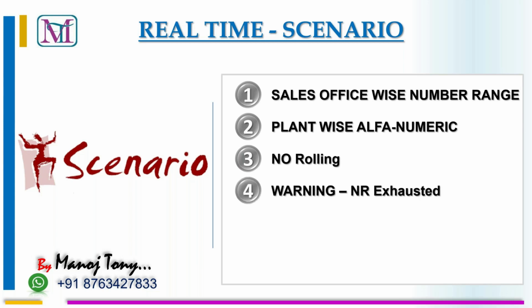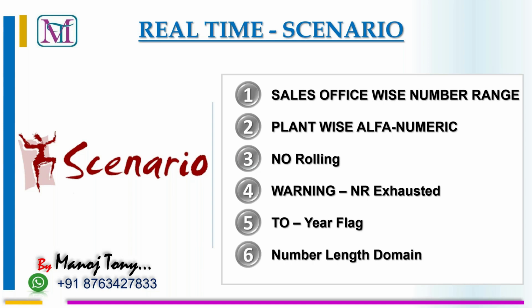Then warning message: if number ranges are going to be exhausted, how will the system give the warning message so that the user can understand number ranges are going to be exhausted? Based on this, the user has to assign a new interval or extend the interval. Another point on warning is when the system will give the warning message. Next is the 2-year flag. What is the 2-year flag? We'll discuss. Then next is number length domain.